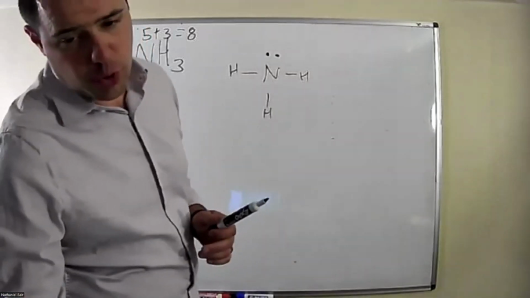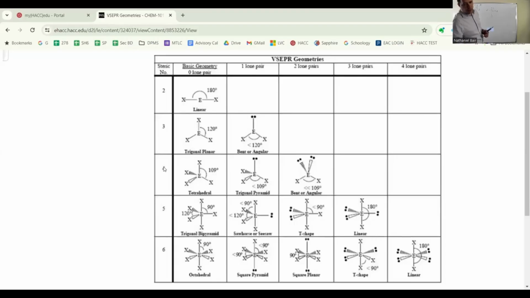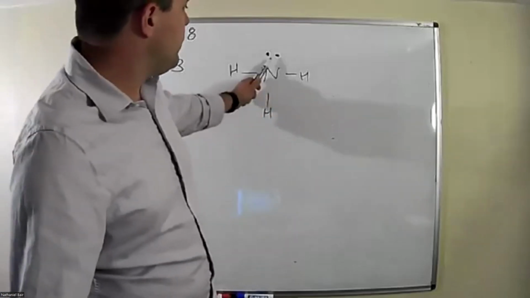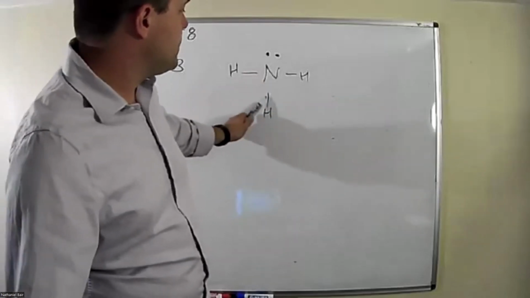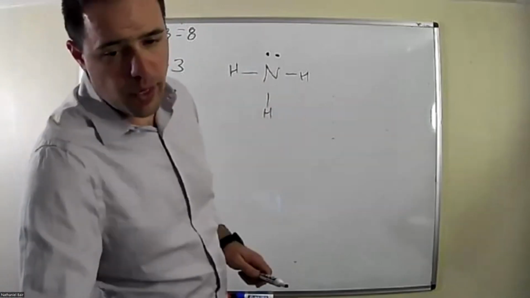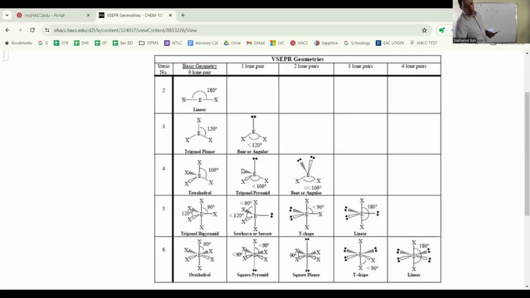If we go to the VSEPR chart, this is domain 4, 3 bonding groups and a lone pair. There are 4 things coming off that central atom. 1, 2, 3, 4. One of them is a lone pair. So we're in domain 4, and we have 1 lone pair. Domain 4, 1 lone pair is a trigonal pyramid. How do we draw it? Lone pair at the top. It's like tetrahedral, but we replace it with a lone pair.